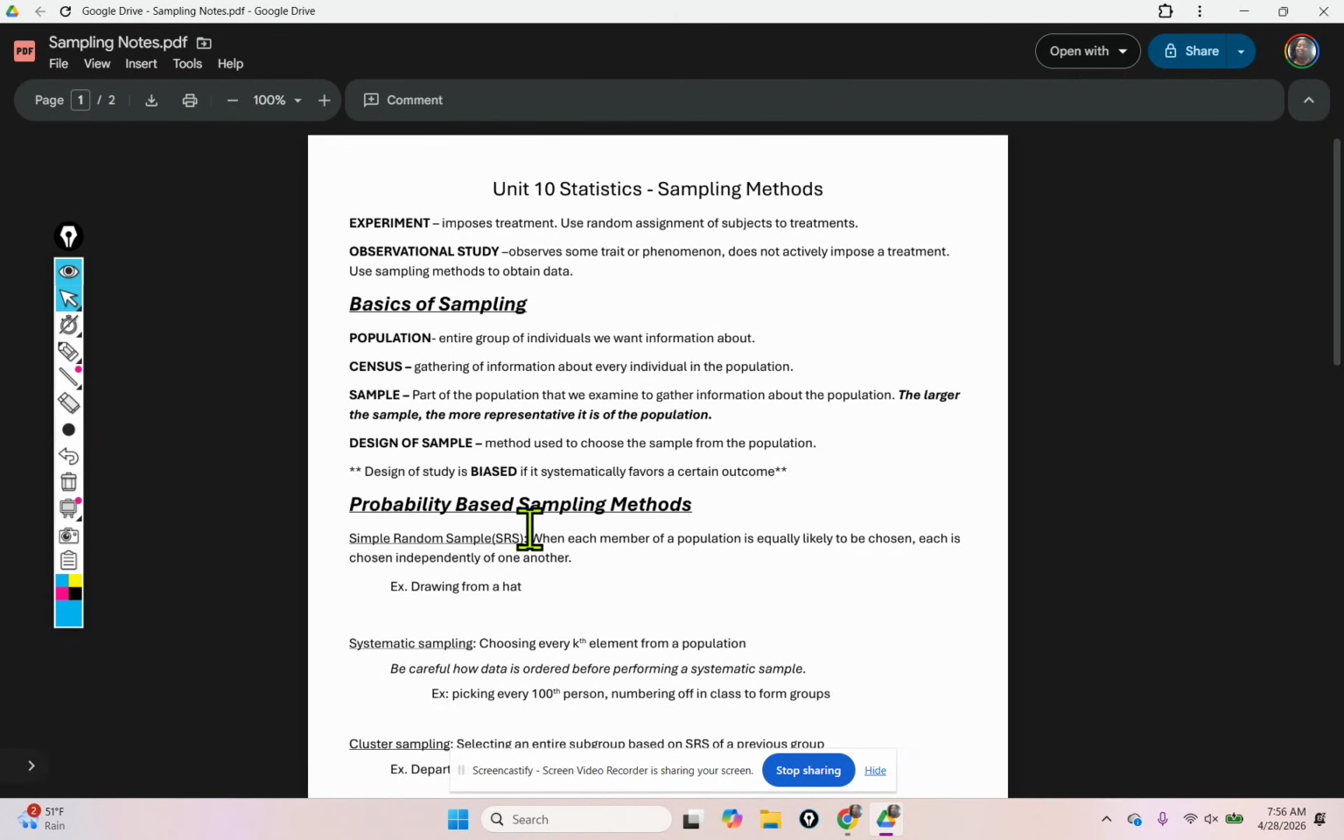Okay, so the sampling methods are basically discussing how we use these methods to do statistical models. For example, an experiment imposes treatment and it uses random assignment of subjects to have those treatments. So if you're doing an experiment, then it's going to put some type of treatment on something. There's going to be some type of treatment for the survey or the method.